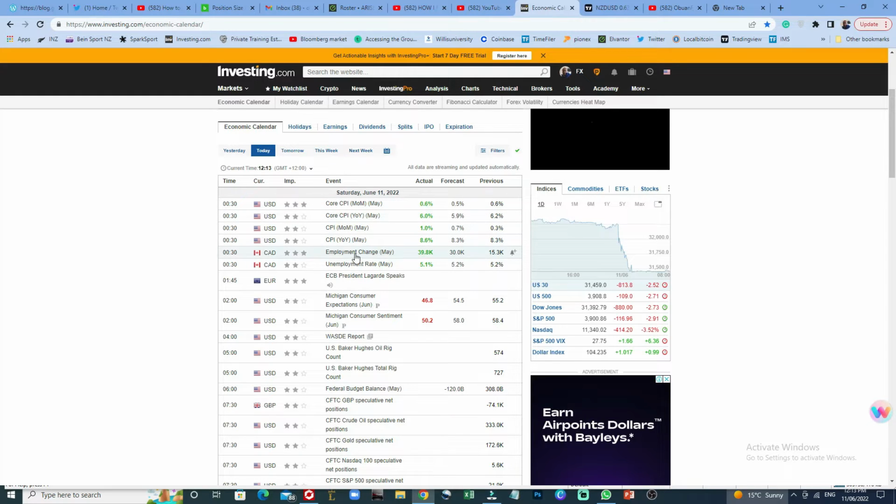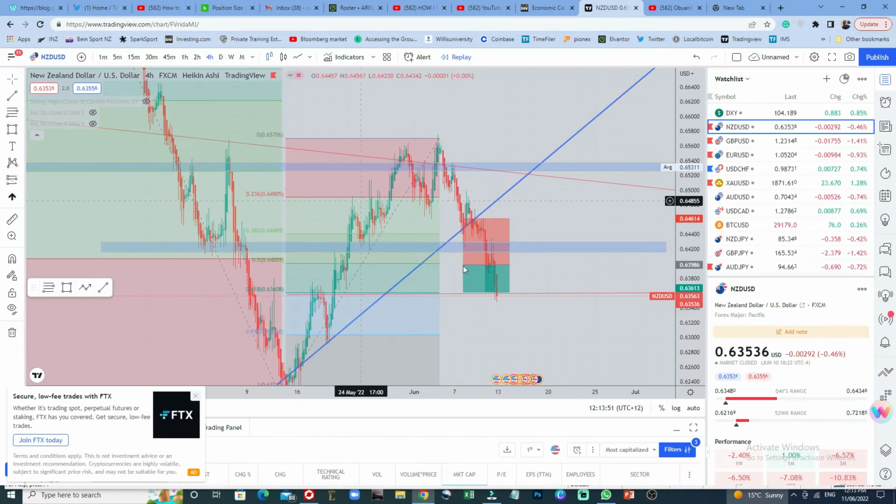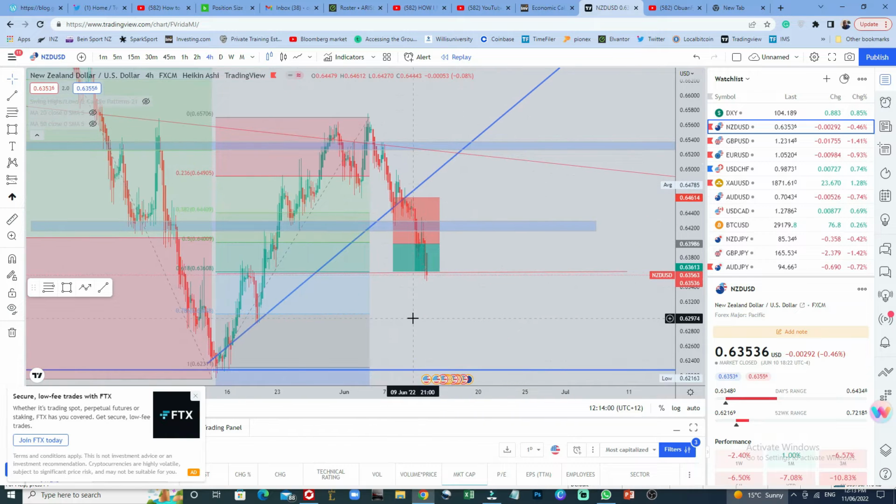Then CPI increased for the year May, 8.6, 0.3. So if CPI increases, USD increases as well. That was also in line with my trading. So USD gained more strength, so the pair will push to the downside. And that's how I was able to manage that trade.